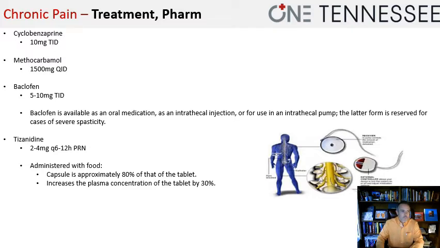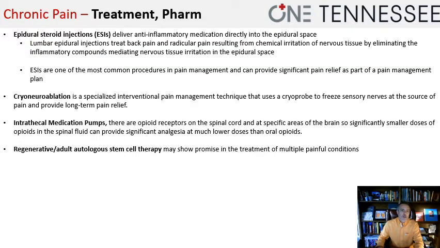There are also several other non-opioid treatment modalities, including epidural steroid injections that deliver anti-inflammatory medication directly into the epidural space. This eliminates the inflammatory compounds that mediate nervous tissue irritation in the epidural space and provides pain relief. ESIs are one of the most common procedures in pain management and can provide significant pain relief as part of a pain management plan. There's also cryoneuroablation. It's a specialized interventional pain management technique that uses cryoprobes to freeze sensory nerves at the source of pain and provide long-term pain relief.